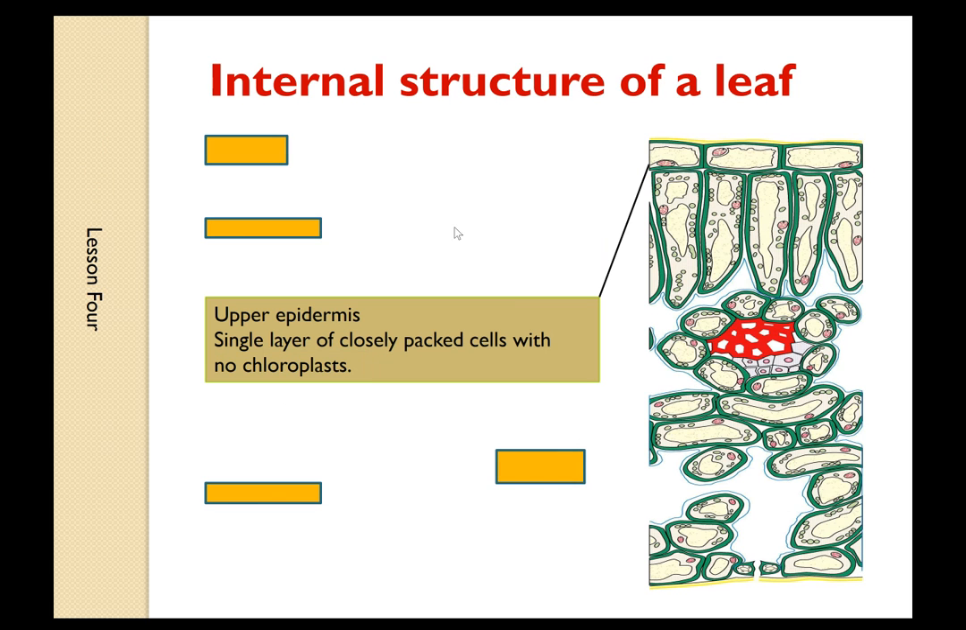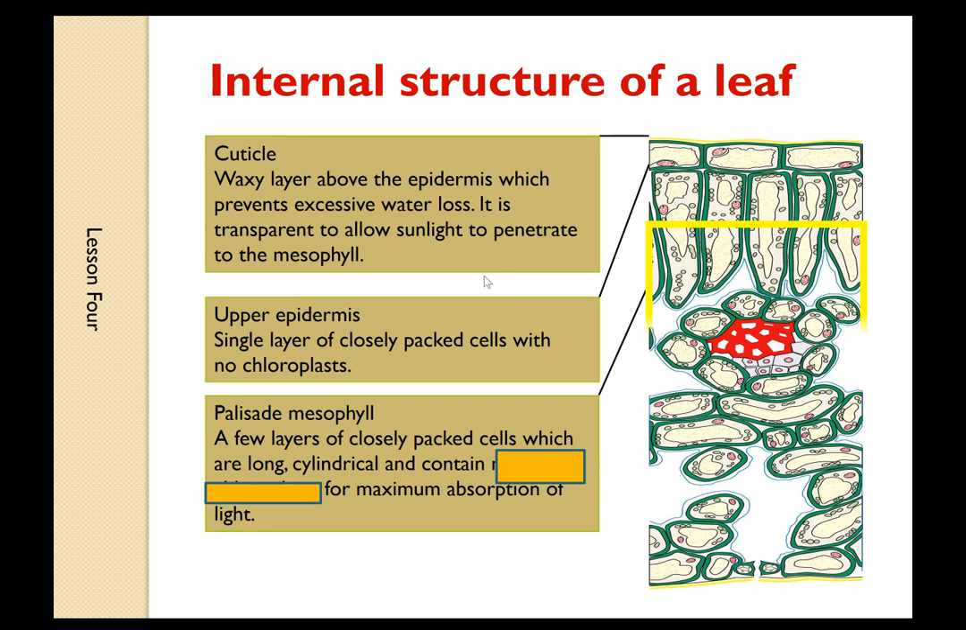Okay, this is how the internal structure looks. If we look at it at the microscope level, there's this yellow layer over here. It's the cuticle, which is a waxy layer above the epidermis that prevents excessive water loss. One thing to take note of is that it is transparent to allow sunlight to penetrate through to the mesophyll cells.